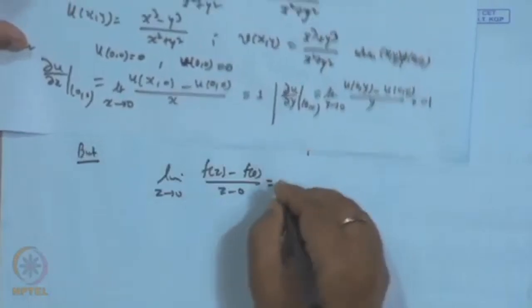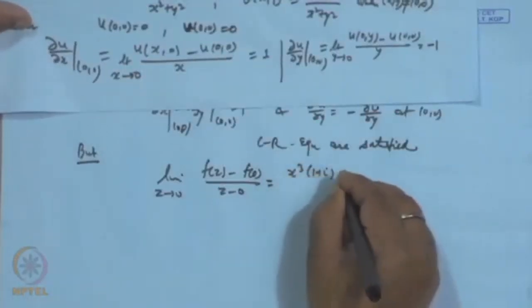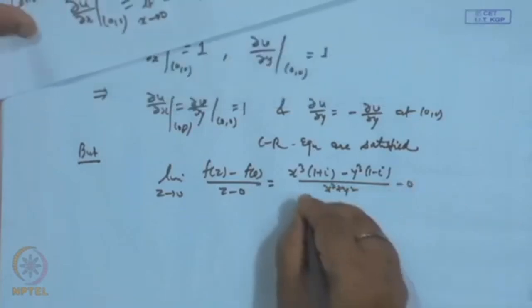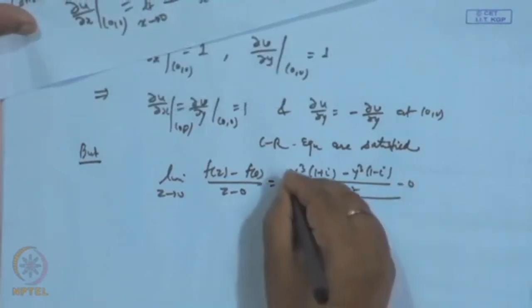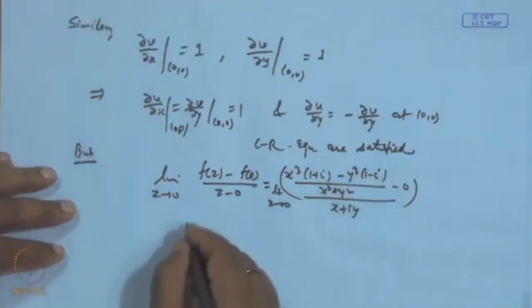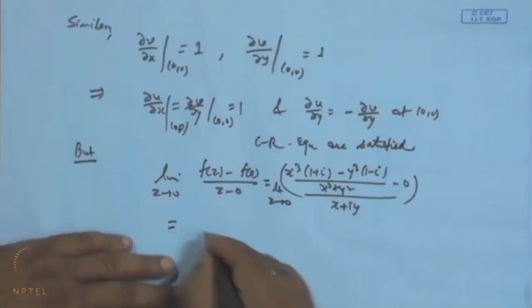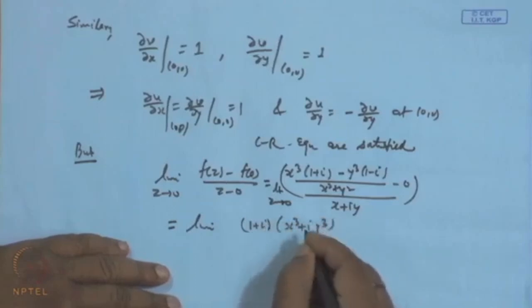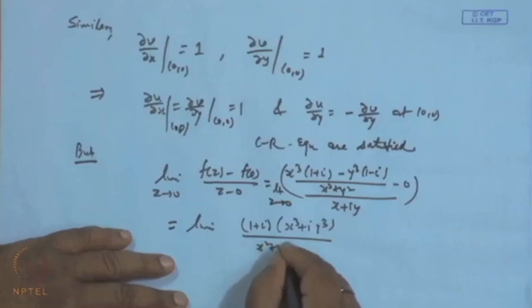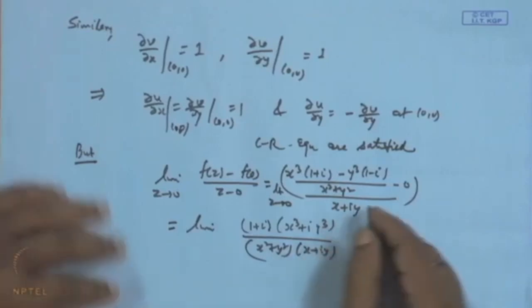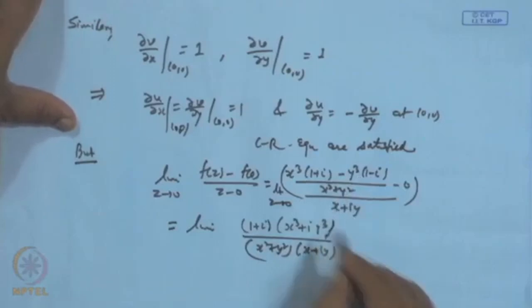Now, this function f(z) can be written as (x cube (1 plus i) minus y cube (1 minus i)) divided by (x square plus y square), minus f(0) which is 0, over x plus i y, and the limit of this as z tends to 0. Okay. Now, this expression we can write like this. Can we say this is the same as the limit of (1 plus i) x cube plus i y cube divided by (x square plus y square) and then (x plus i y), is it not? Just you can manipulate it and get this result. So, that is not a big problem.